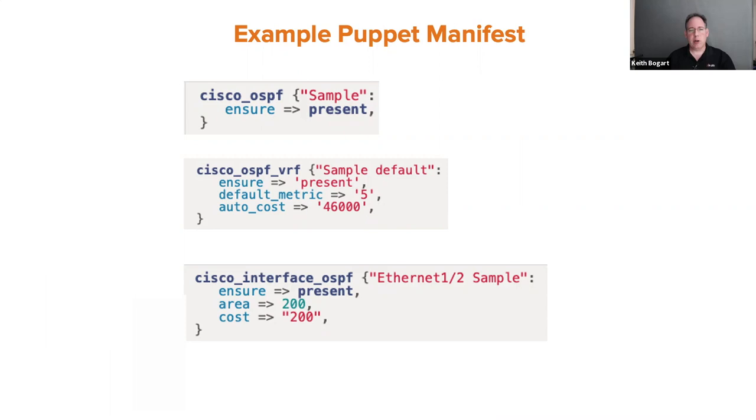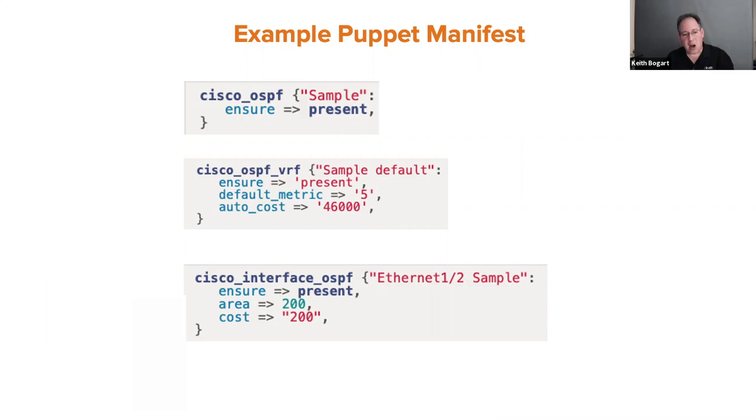So you can see, in order to create one of these, reading through it, it's pretty simple. You can see, okay, clearly this is talking about OSPF. The set one's talking about some sort of an OSPF VRF instance. We've got cost and area in there. So I can sort of understand what that is.